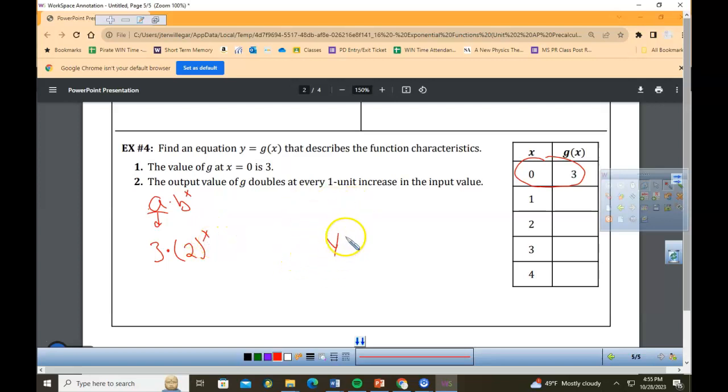My equation is going to be y equals, or my g of x, depending on how you're writing it. It doesn't matter. 3 times 2 to the x, right? Okay, I can do that. So what's 3 times 2? 6. I'm just plugging 1 in. 3 times 4 is 12. 3 times 8 is 24. And 3 times 16 is 48. I'm just plugging my x's into that equation.